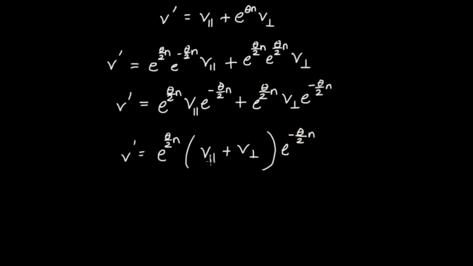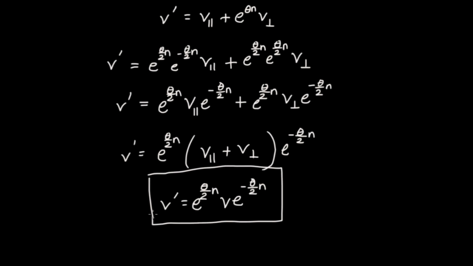And finally, what is v parallel plus v perp? That's just plain old v. So I'm going to rewrite this as e to the theta over 2 times n, times v, times e to the minus theta over 2 times n. And that's v prime, the rotated version. And that's the compact way of writing the quaternion rotation formula.